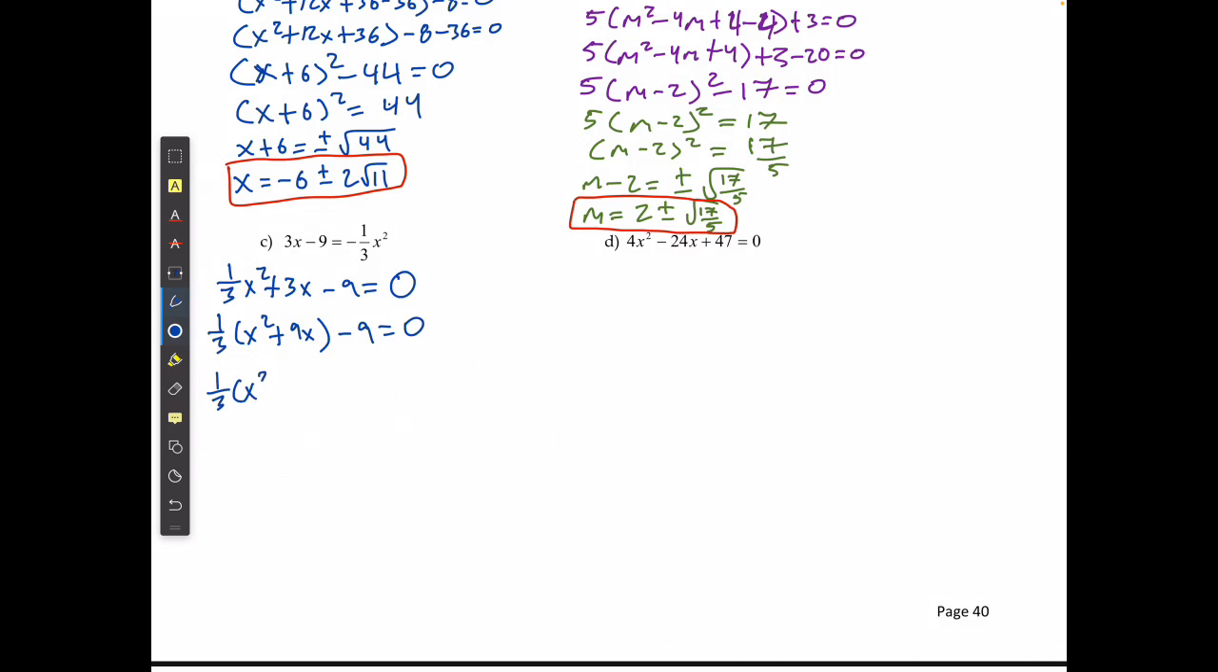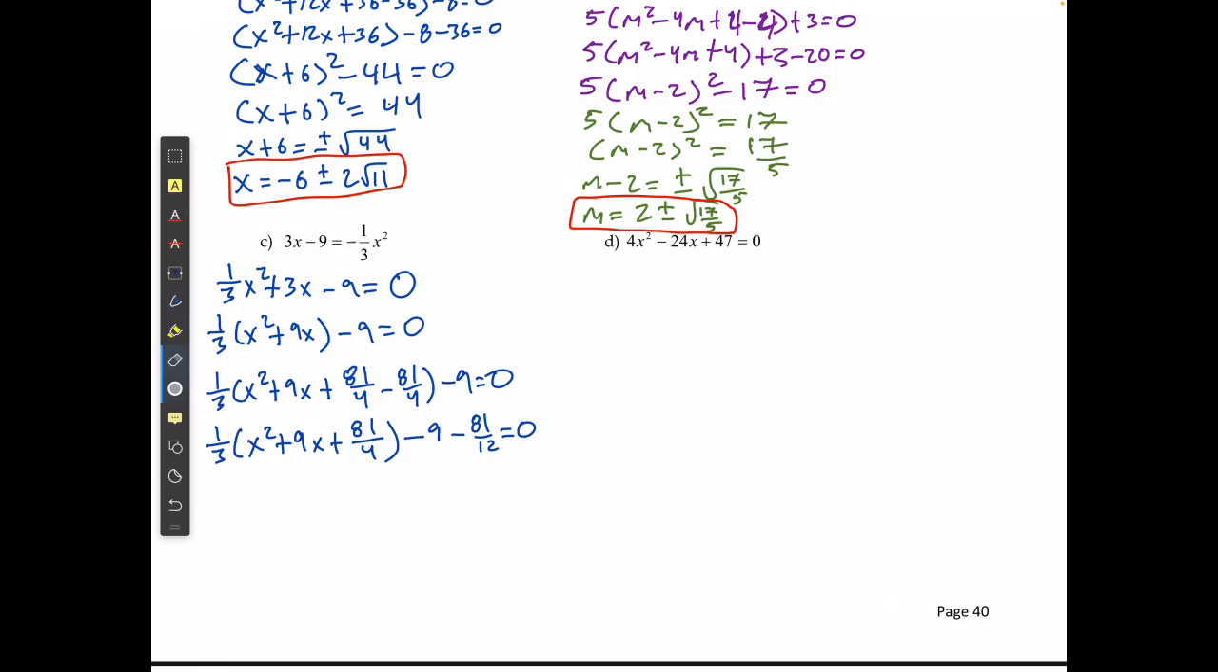1 over 3 x squared plus 9x plus, in this case it would be 9 over 2 squared, which is going to give me 81 over 4, minus 81 over 4, minus 9 is equal to 0. 1 over 3 x squared plus 9x plus 81 over 4, minus 9 and minus 81 over 12 is equal to 0.